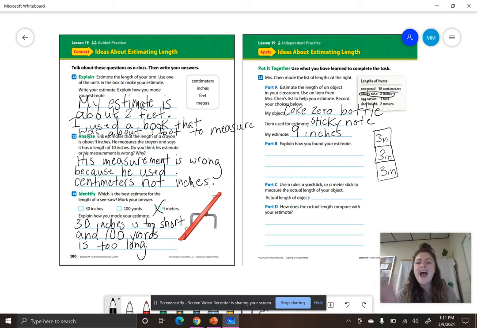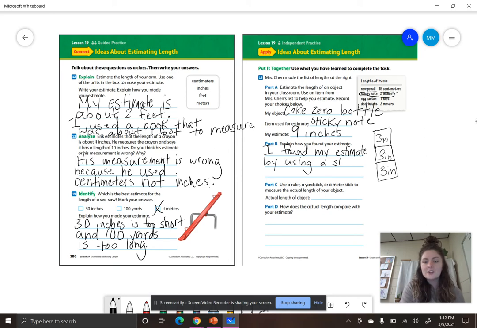All right, so it says, how did you find your estimate? So I found my estimate by using a sticky note to compare, to measure. That's what I'm wanting to say. To measure the length of the bottle. And how many sticky notes did I need? I needed 3 sticky notes. So I even drew a picture.